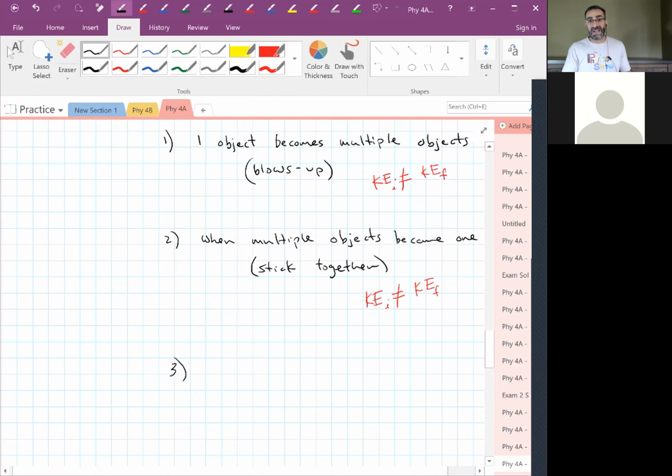And then what's the last case here is what you probably thought of as soon as I said collision. What did you think? You thought something like billiard balls bouncing off of each other, probably, right? A lot of times that's the first thing that comes to mind. So objects bounce off each other.